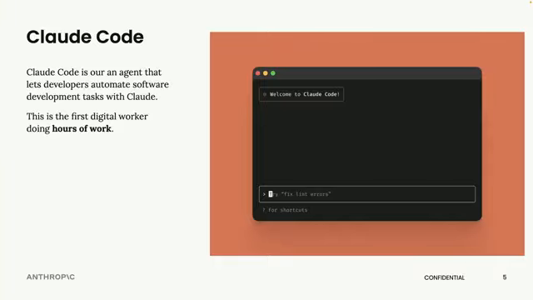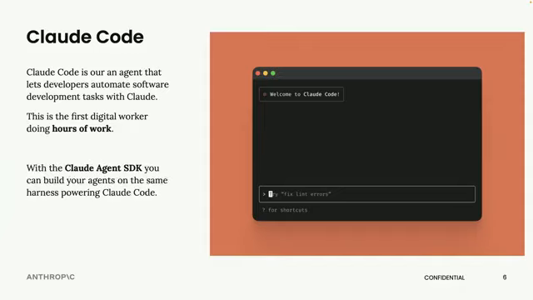Claude Code, I'm sure many of you have tried or used. I think it's the first true agent, the first time I saw an AI working for 10, 20, 30 minutes. It's a coding agent, and the Claude Agent SDK is actually built on top of Claude Code. The reason we did that is that when we were building agents at Anthropic, we kept rebuilding the same parts over and over again.